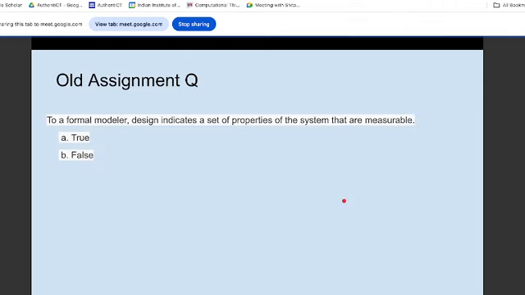To a formal modeler, design indicates a set of properties of the system that are measurable. Is it true or false?